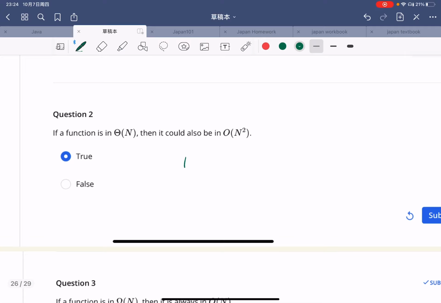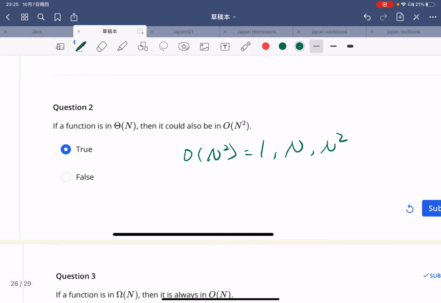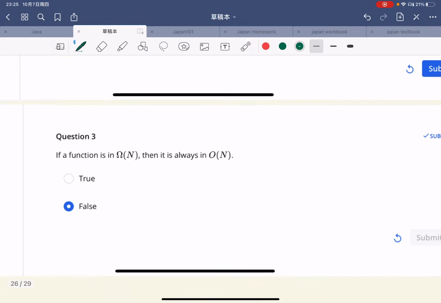So the second one, we know that big O of n squared represents 1, n, and n squared. So big theta of n is actually in this, so I chose true.